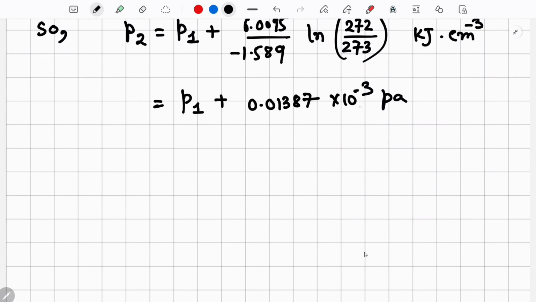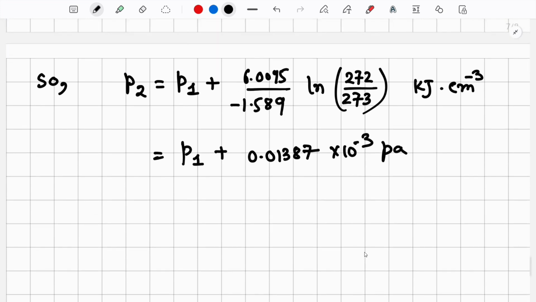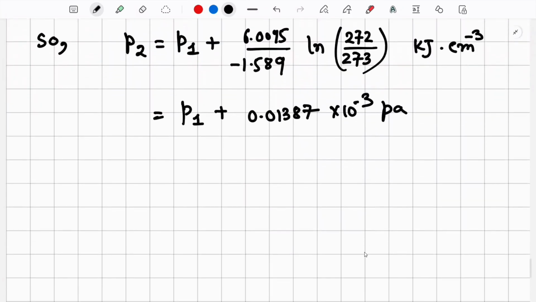Whether you have calculated this 10 to the power minus 3 part or not. No. So the 10 to the power minus 3 part will also be there then. Just check whether any mistake is there. Okay, everything is correct. So, Pascal and ATM.